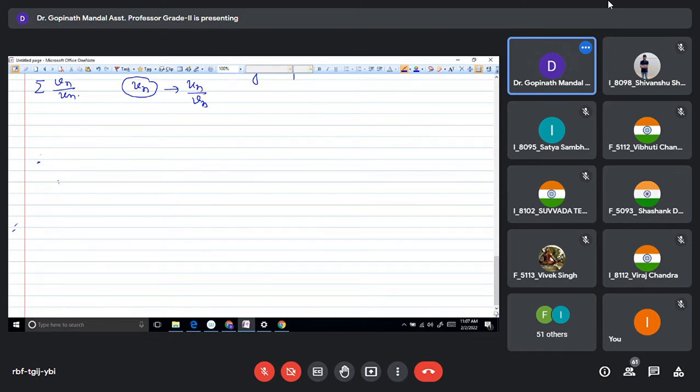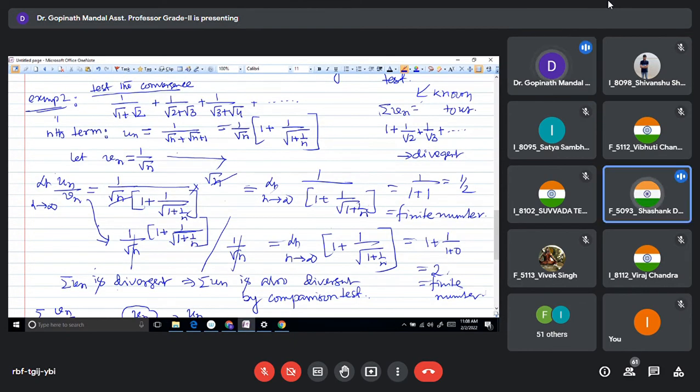Sir, considering the previous example, if we know that 1 by root n plus 1 is divergent, and now we have to find whether 1 by root n is divergent or convergent, so if the limit comes as 1 by infinity, which is 1 by 0... this series Vn is 1 by root n.